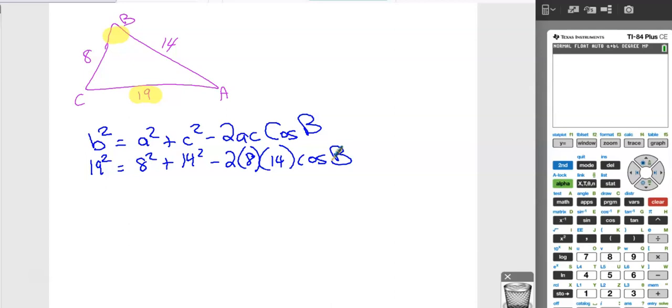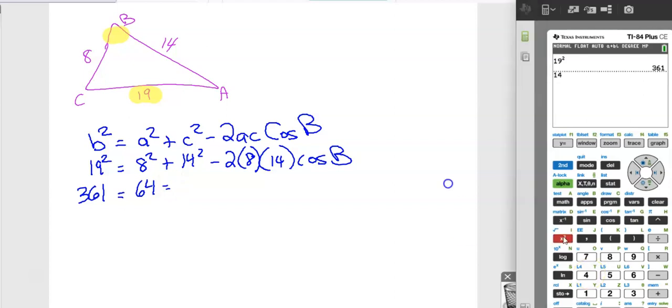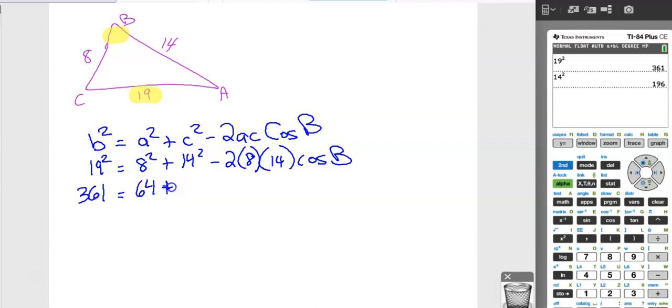Now after this, it just becomes pure algebra, knowing when to solve something. So let's evaluate the numbers. 19 squared is 361. 8 squared is 64. And 14 squared is 196.